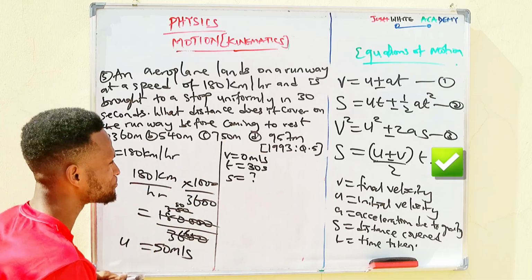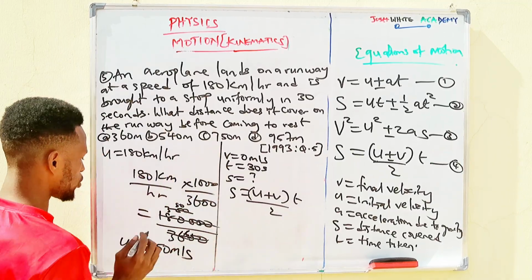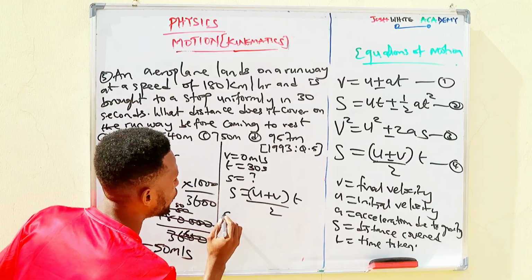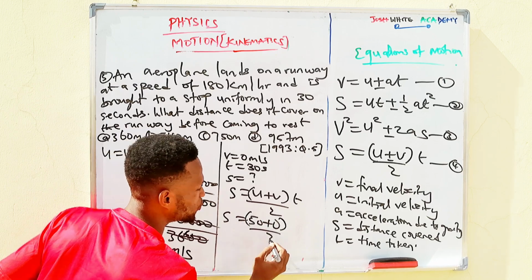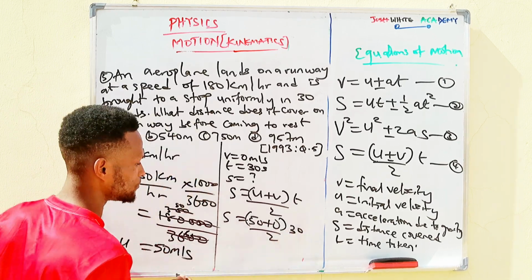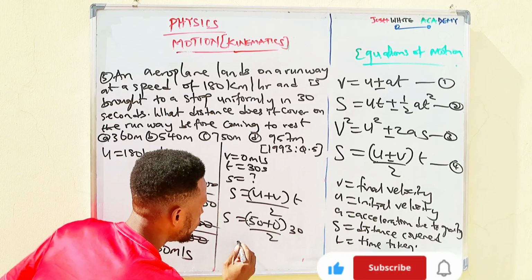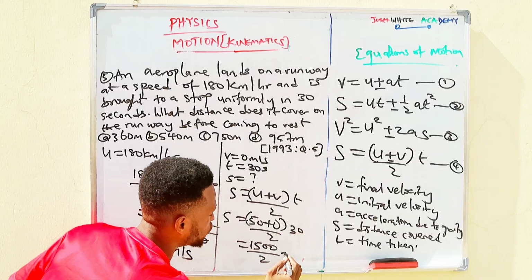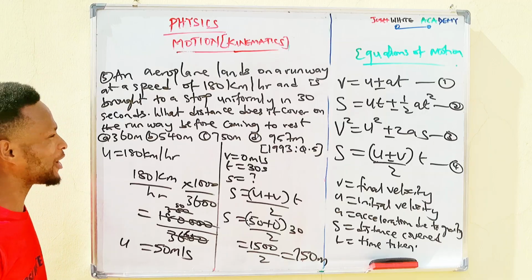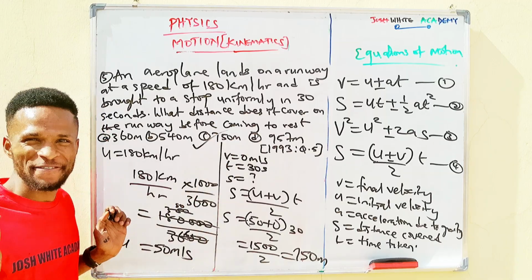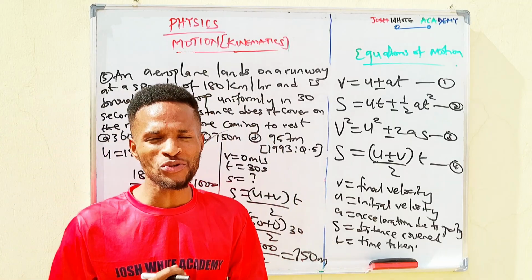So let's substitute now. S is equal to U plus V, close bracket, T divided by 2. So our S is what we are looking for. Our U is 50 plus 0, which is V, divided by 2, multiplied by our time, which is 30. So 50 plus 0 is 50. 50 multiplied by 30 will give you 1,500, divided by 2, which will give you 750 meters. So our answer is what? C. You see it? As simple as that, future rockstars. That's all you need to know.